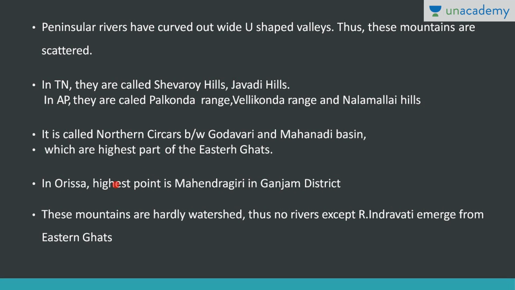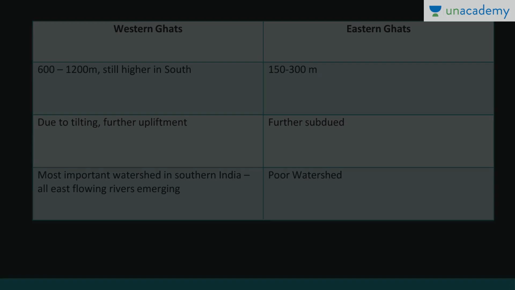Now Northern Circars are the highest part of Eastern Ghats. Now in Orissa, the highest point is Mahendragiri. That is in Ganjam district, along the coast in Orissa. So here we have the highest part of Eastern Ghats, and these mountains are hardly a watershed. Why? Because except for River Indravati, a tributary of Godavari, hardly any river originates from these Eastern Ghats. Most of the rivers originate from Western Ghats only. Okay, so this is about Eastern Ghats.